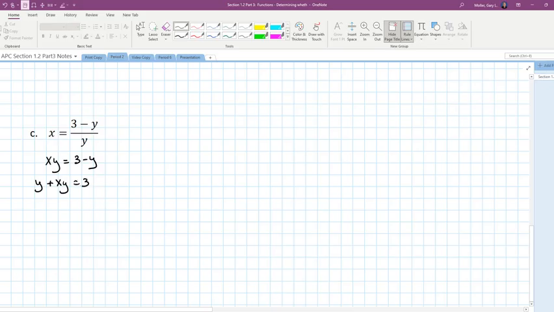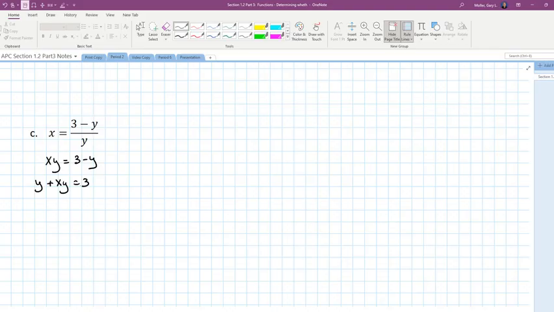Y plus xy can't add together. So I've seen students at this point say, I don't know what else to do. I don't know what this is. But I'll remind you that we can add those y's together. It just looks a little weird. It's actually going to look like factoring.